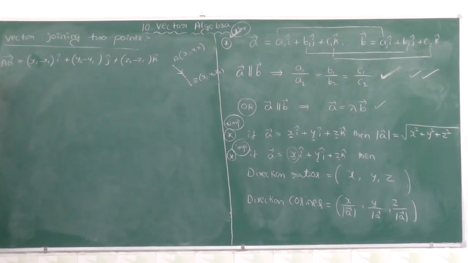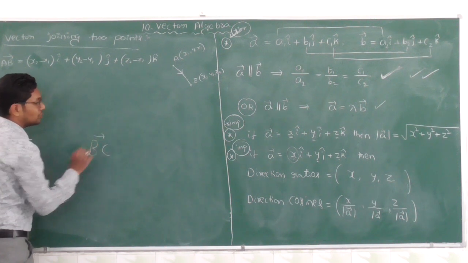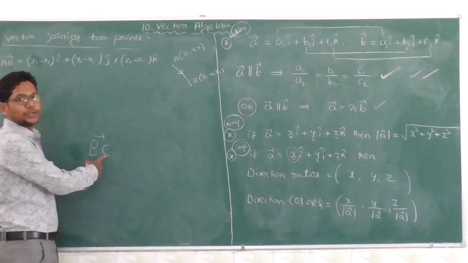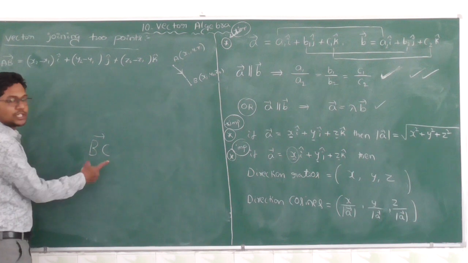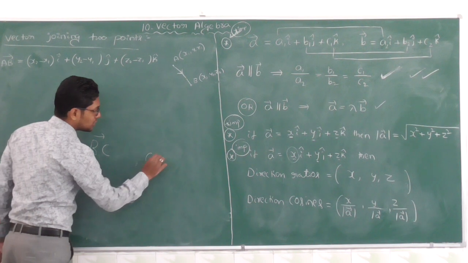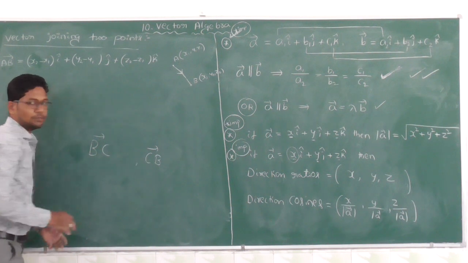Now you just say, for AB vector we have to do B minus A. Terminal point minus initial point. Okay, B minus A. Suppose we have BC vector, we have to do C minus B. The vector joining B and C is BC vector, C minus B. Suppose we have CB vector. How to find the CB vector? B minus C. Okay, B minus C.